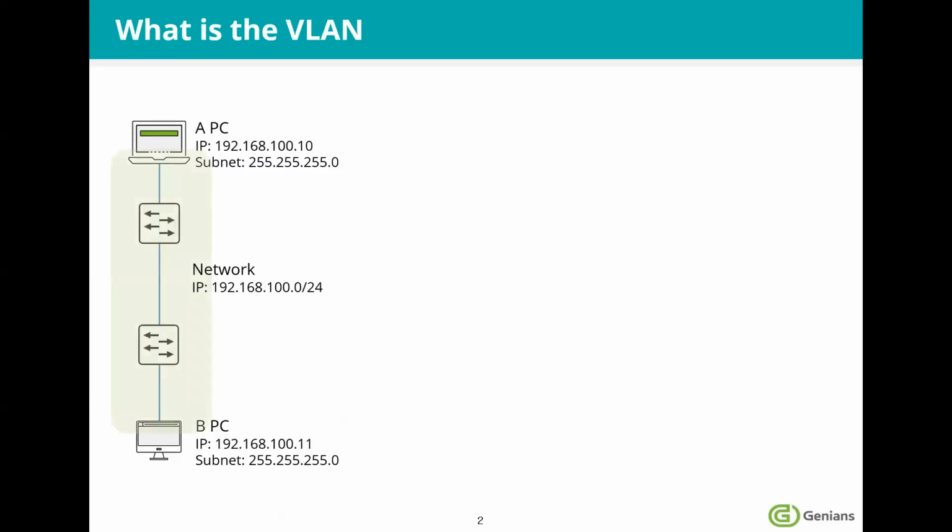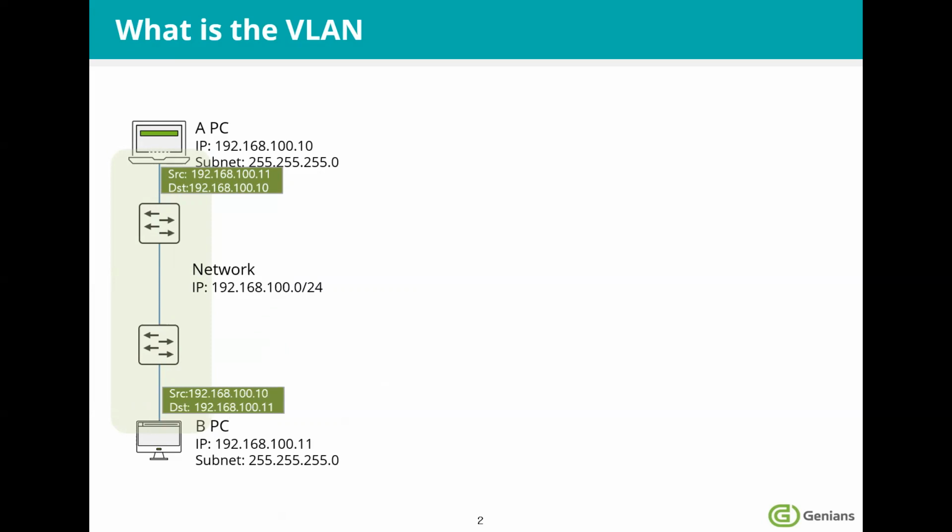PC A now needs to create an IP packet to communicate with PC B. The IP packet contains the source IP address that you use and the destination IP address of the PC that you want to communicate with. PC A sends the packet to PC B, and then PC B makes an answer packet and sends it to PC A. This is how PC A and PC B communicate with each other.